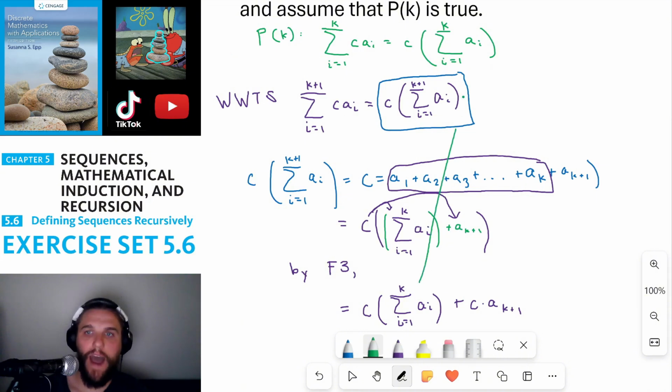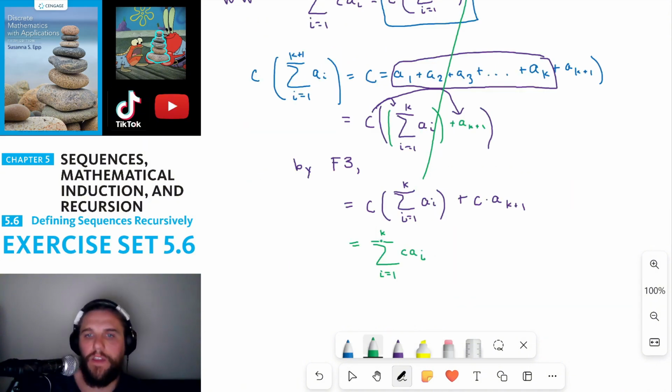Now let's go to our inductive hypothesis here. Our inductive hypothesis tells us what c times the summation from i equals 1 to k of a sub i is. According to the inductive hypothesis, we can rewrite that as the summation from i equals 1 to k of c times a sub i. So let's apply the inductive hypothesis here. This is the summation from i equals 1 to k of c times a sub i, that's by the inductive hypothesis. And then we still have this plus c times a sub k plus 1.